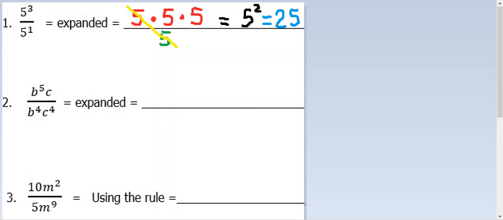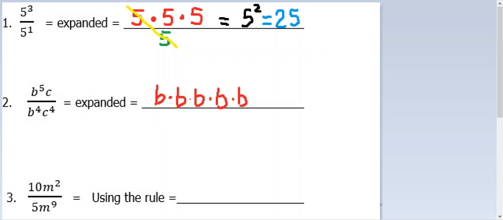Number 2, I'm going to expand it out so we can see that our rule makes sense. So in my numerator, I have b to the fifth power, which I know is b times b times b times b times b, 5 b's. And I also have a c, so it's times c in my numerator. In my denominator, I have b to the fourth power, which I know is b times itself 4 times, so I'll have 4 b's. And I also have c to the fourth power. C to the fourth power means I'm going to have c times itself 4 times.